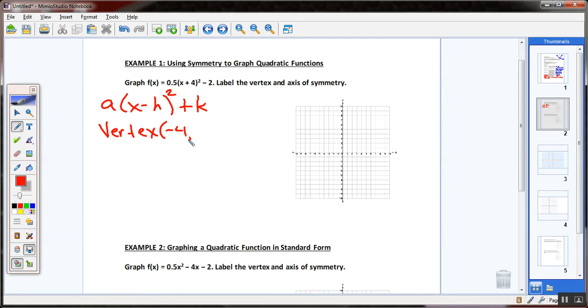How about the k value? What's the k value up there? -2. Okay. So you're going to graph stuff over here. I'm going to be flipping back and forth to my graphs here.